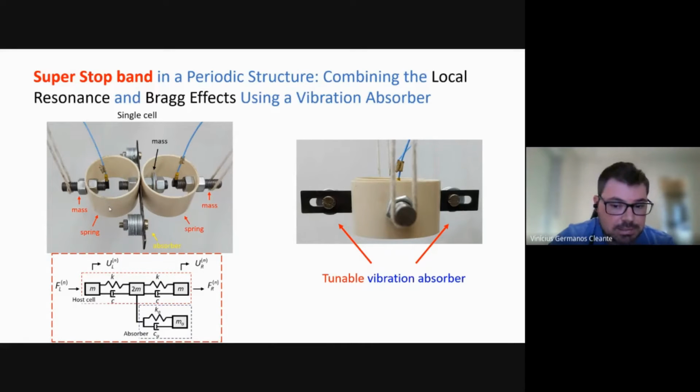At the central mass, a beam-like tunable vibration absorber was attached. This absorber is shown in the right figure. We can observe in this absorber that the masses were made adjustable, so we can easily change the absorber frequency without the need to change the device or the absorber mass. So we can easily change the tuning frequency of our device. Please, Paulo, go ahead.